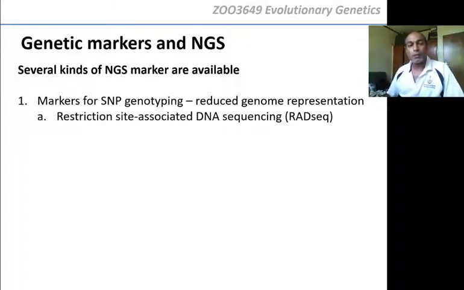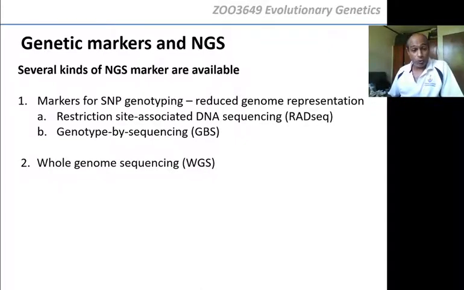All right, so you can have RAD-seq, and you can have GBS, genotype by sequencing. Both of these methods are pretty similar. They need restriction cut sites, which you then sequence. But there's also whole genome sequencing, which sequences the entire genome, all the sequence in the entire genome. That is the ultimate genetic marker, because you don't need anything else and you got the whole genome.